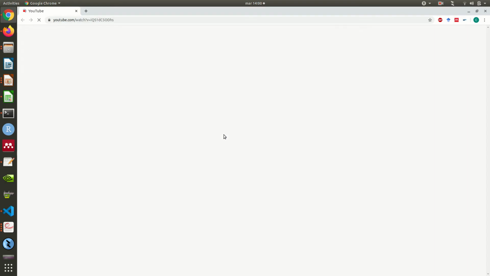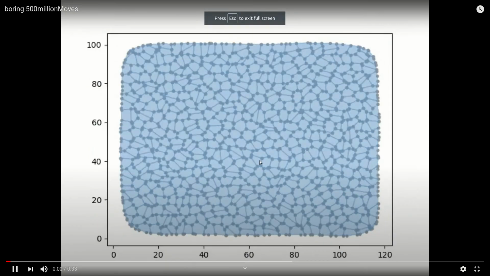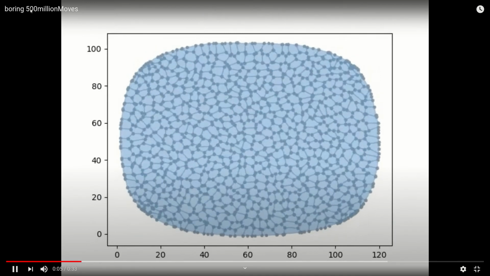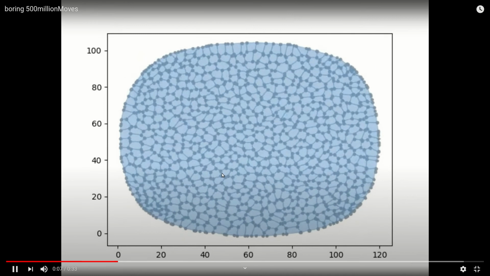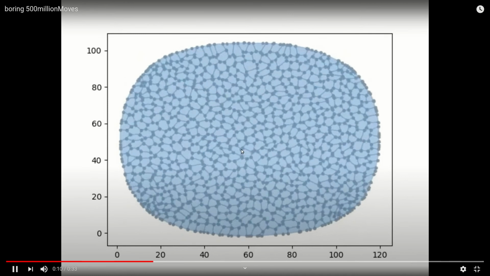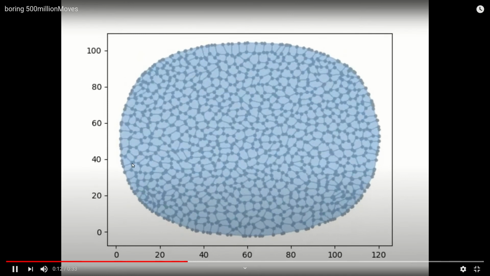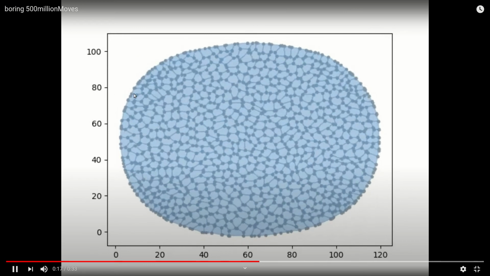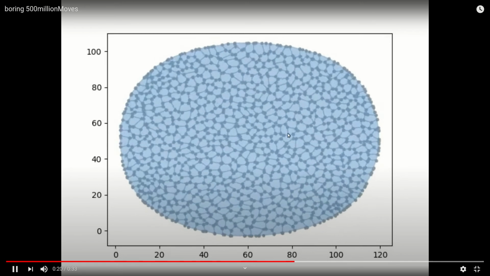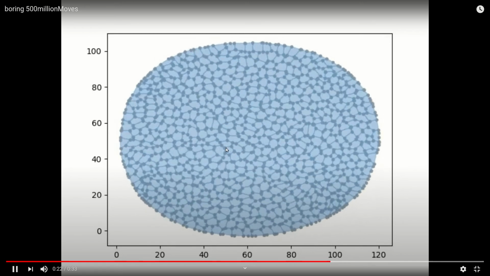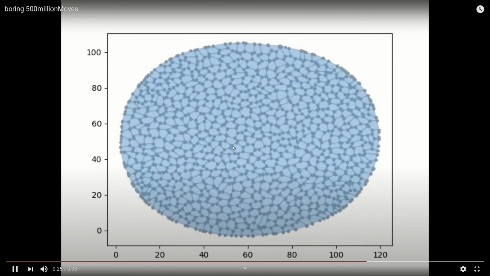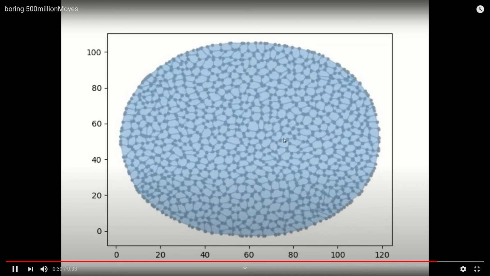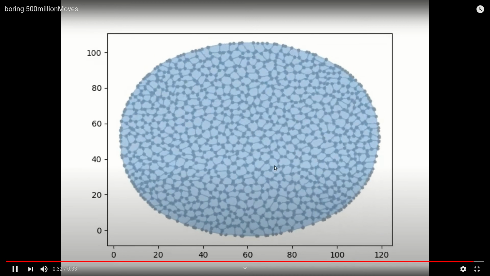So I'm going to show you a few simulations of the system. This is a very long simulation. It's 500 million moves, but as you can see, nothing happens because the tissue is almost in equilibrium. So the only thing that happens is that the border gets more rounded because tension in the border is slightly higher than in the inside, but nothing else happens because there's no disequilibrium in forces. Everything is more or less close to, the energy is already minimized, more or less.